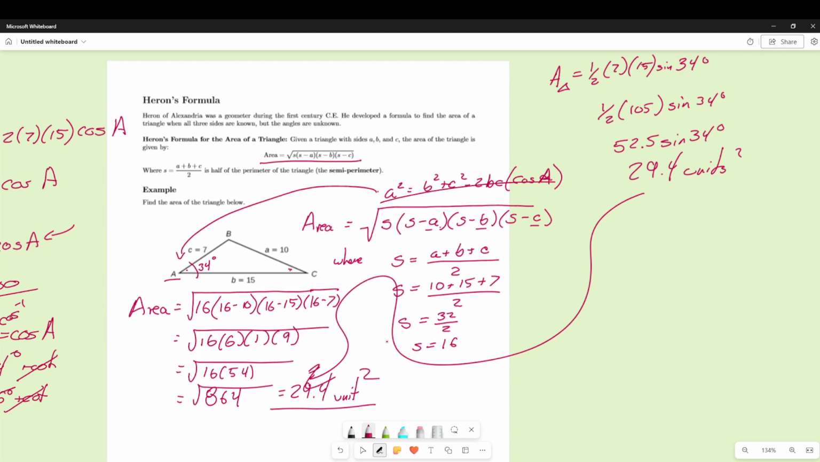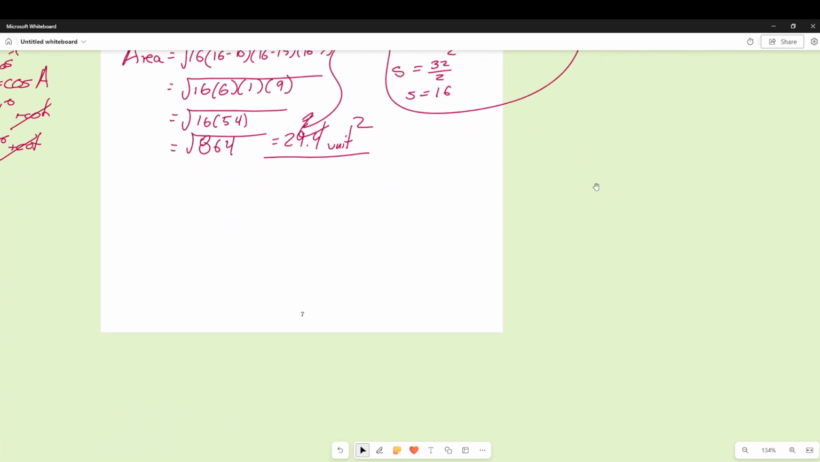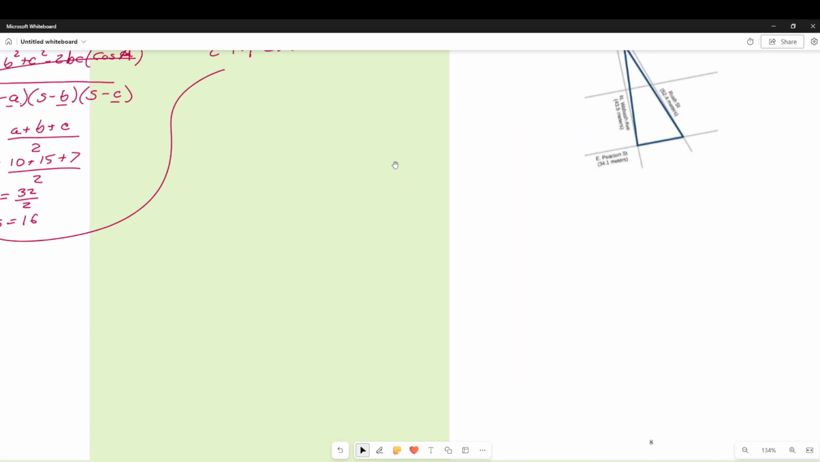So either tool works. Are you wanting to play with the angles and the trig, or are you wanting to play with just the side lengths and the big Greek formula? Either one will work. It'll get you the same answer, get you to the same place.